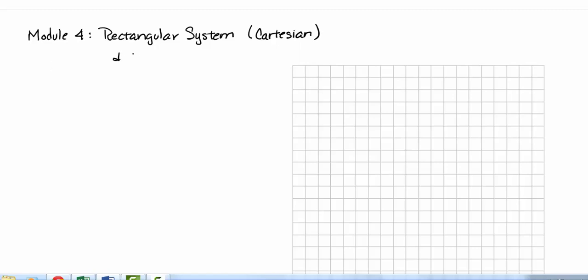Okay, in Module 4, we're going to be talking about the Cartesian coordinate system and also graphing lines and linear equations. So this is Module 4. And we're going to be talking about the rectangular coordinate system. Sometimes it's called the Cartesian coordinate system. And we're going to be graphing linear equations in two variables now.